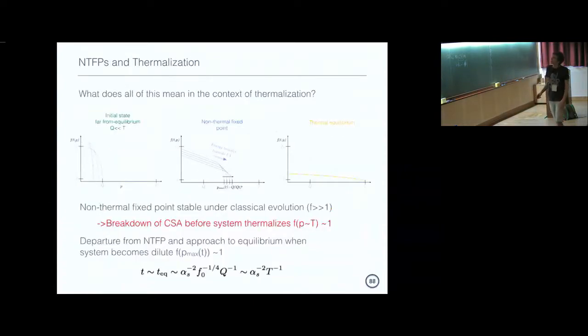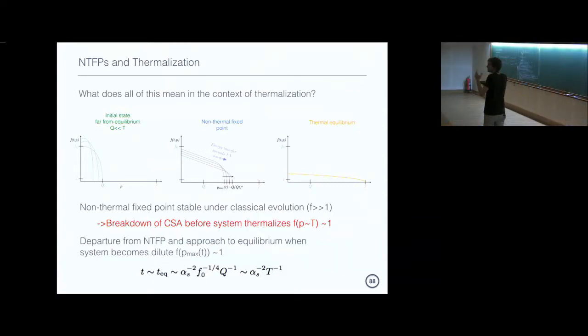Okay, so what do I have here now? I wanted to briefly discuss a question that we also started to discuss yesterday. What does all of this mean in the context of thermalization? The generic behavior that we have is that we start from these initial states, which are highly occupied and far from equilibrium, right? And then generically what we find is this approach to a non-thermal fixed point, where we have this self-similar scaling behavior.